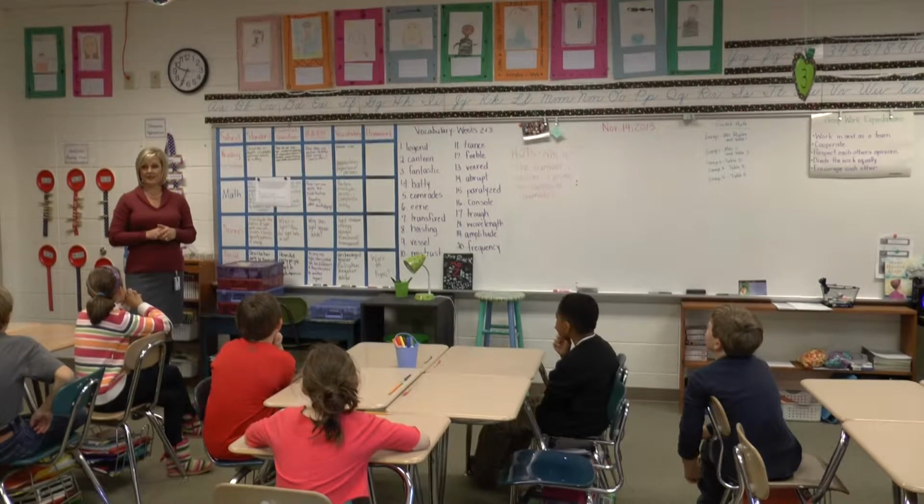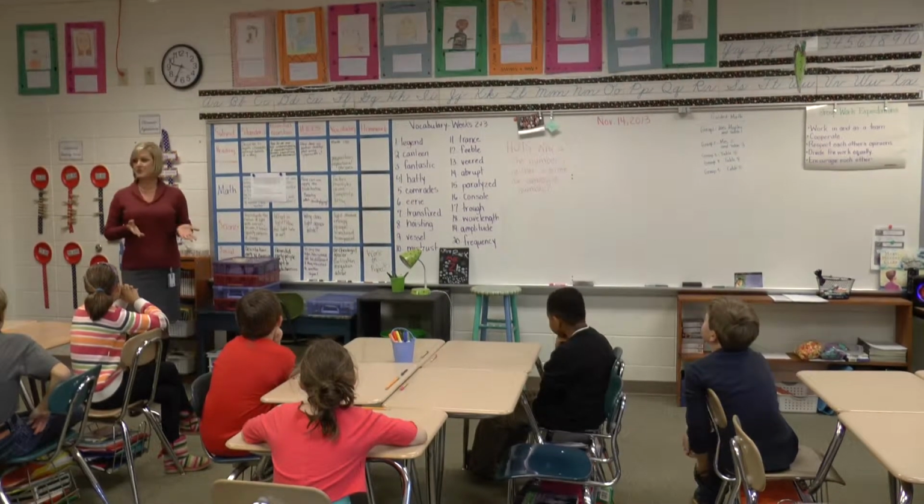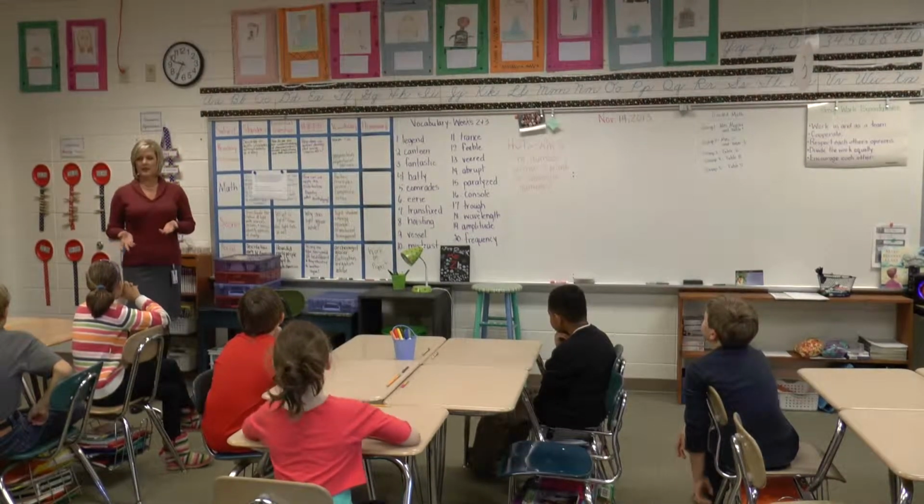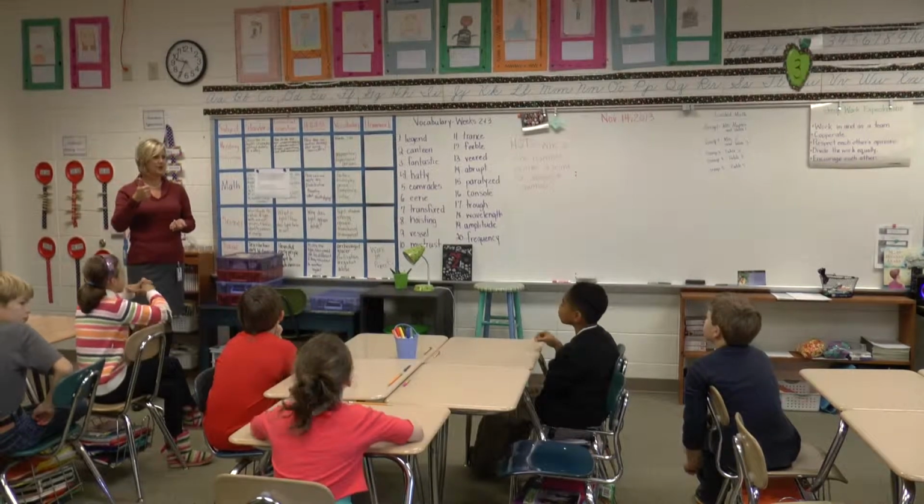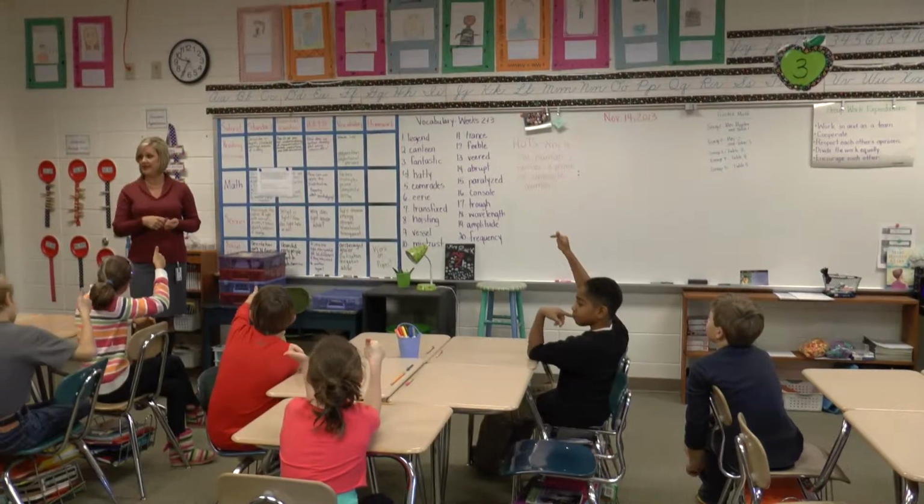Your essential questions for today are, how do I identify prime numbers? How do I identify composite numbers? And what's the difference between a prime and composite number? Give me a thumbs up if you kind of understand some of that already. We've been talking about it for a couple of days, haven't we?